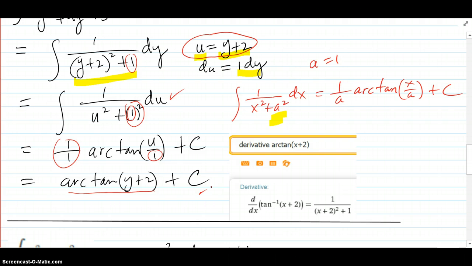Checking in Wolfram Alpha, we could check the original integral, or this time I'm just going to take the derivative of arctan of x plus 2, and sure enough you get back to the integrand of the original, which is 1 over x plus 2 quantity squared plus 1. Of course it was with y, but really no difference there.